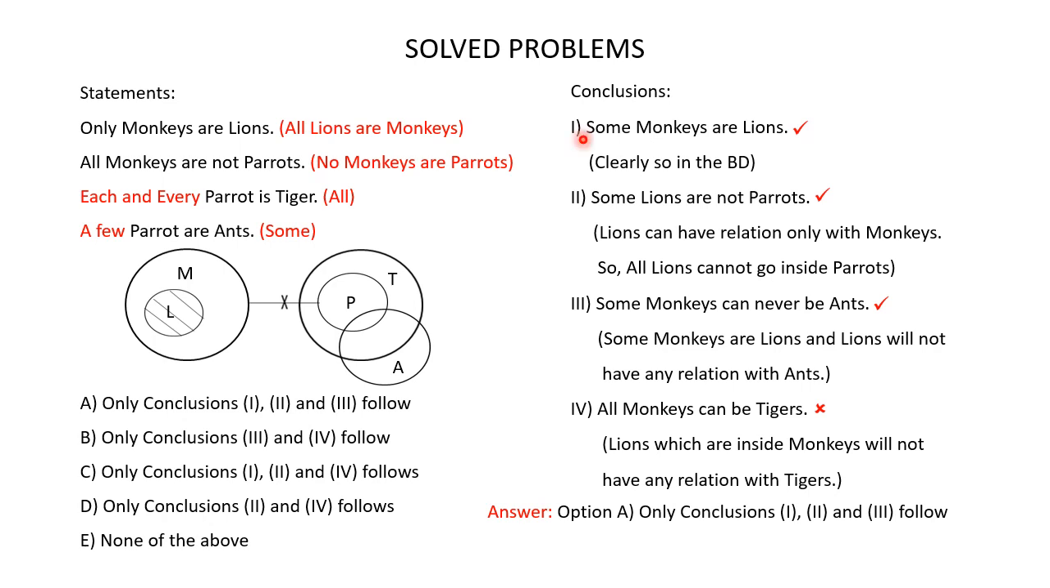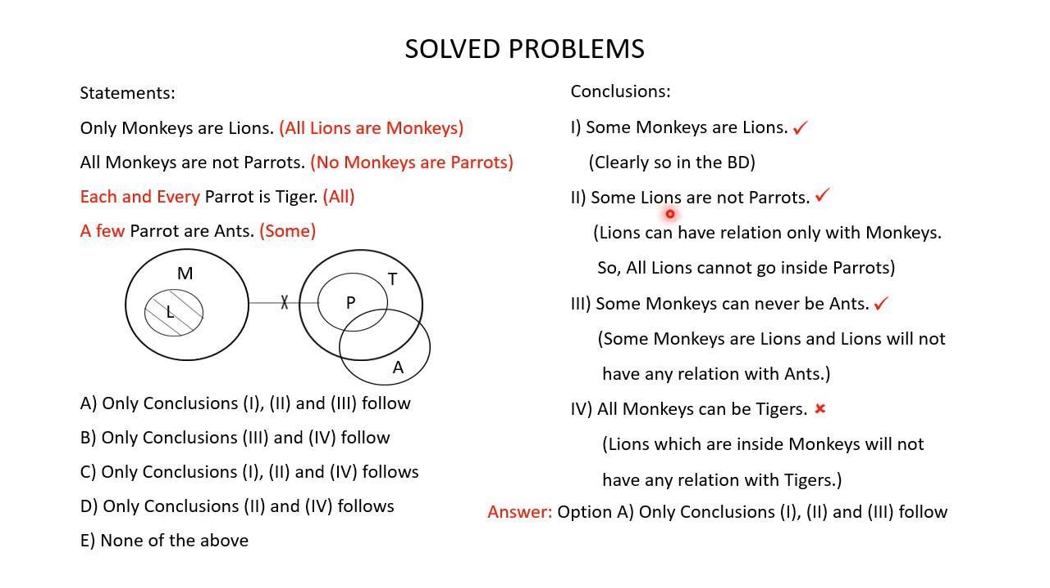Conclusion 1. Some monkeys are lions. So you have monkeys here and lions here. Clearly you can see that this portion of monkeys is lions. That is, some monkeys are lions. So the conclusion some monkeys are lions is correct. Conclusion 1 follows.